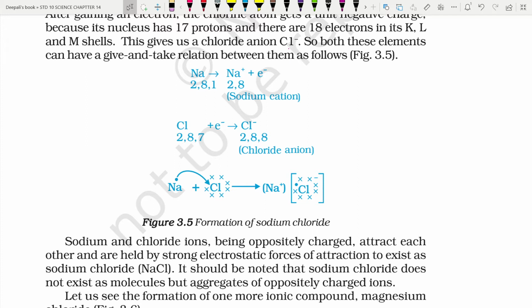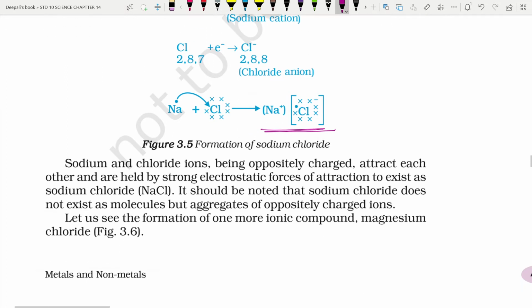They combine to form NaCl. This is how a molecule of sodium chloride is formed. Sodium and chloride ions, being oppositely charged, attract each other and are held by a strong electrostatic force of attraction to exist as sodium chloride. It should be noted that sodium chloride does not exist as a molecule but as aggregates of oppositely charged ions.